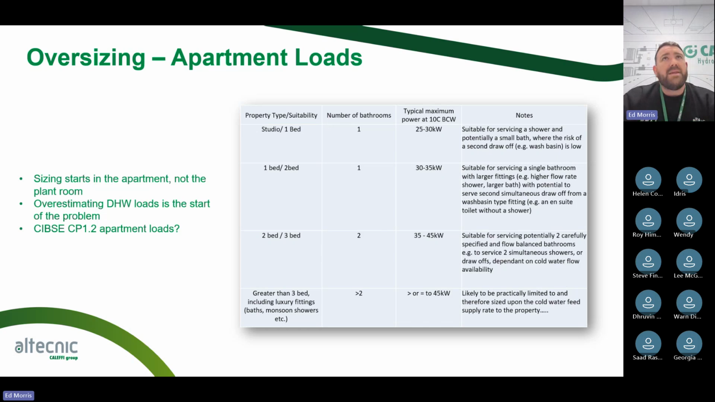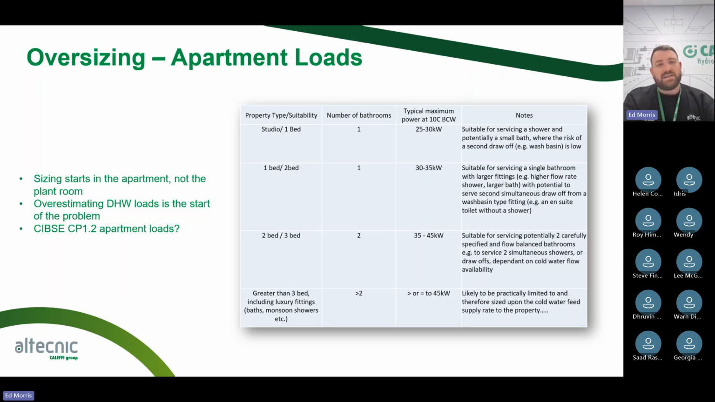So first of all, if we start where we should, and that's with the apartment, sizing does start with the apartment, not in the plant room. I come from an install background of 20 years plus, where we would put the biggest heat generator we could into a plant room. We would produce as much heat as we could, and then we'd just work out how we're going to use it after that. It's not really the way we work anymore. The sizing starts in the apartment.